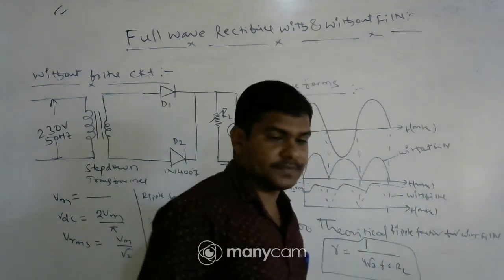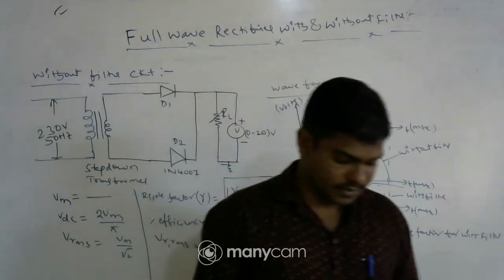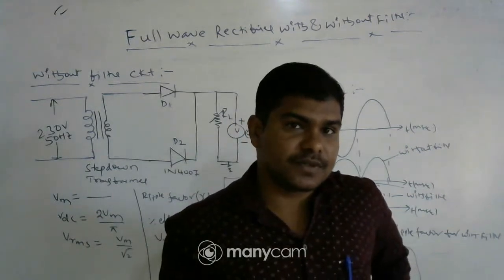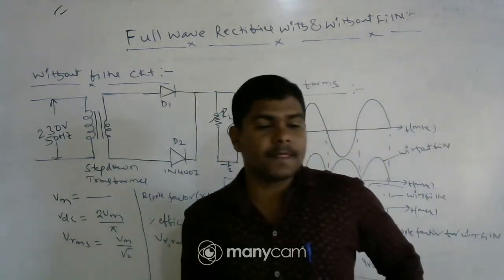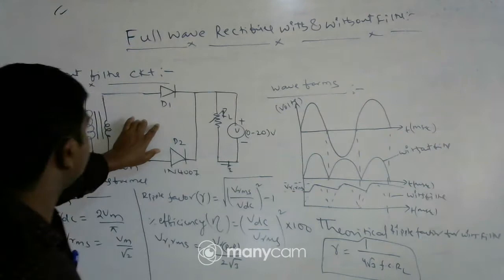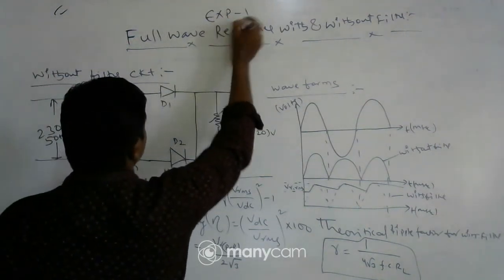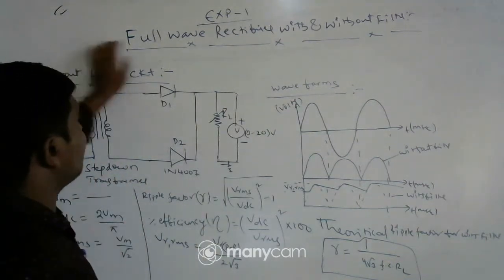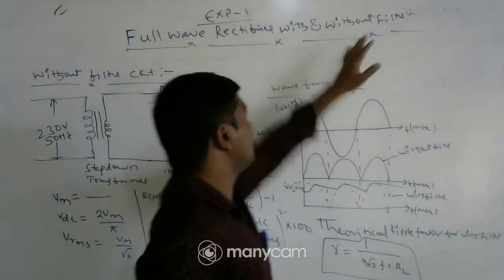Hello friends, today I am going to explain the first experiment. We will see the construction and circuit diagram. So this is experiment number 1: full wave rectifier with and without filter.